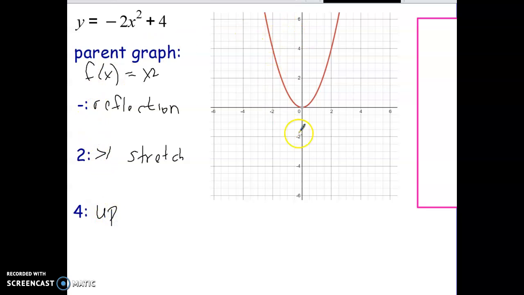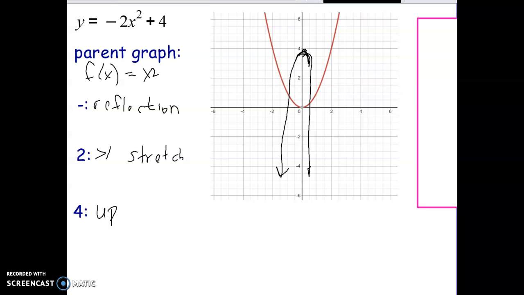So what I'm going to do is I'm going to take this parabola with vertex right here at the origin. I'm going to flip it over and I'm going to stretch it, which is going to have the effect of pulling it in and making it thinner. And then I'm going to move it up 4. So the vertex is going to end up being here. And then I'm going to have a thin parabola from that point. All right, there's my thin parabola coming from the vertex there at 4.